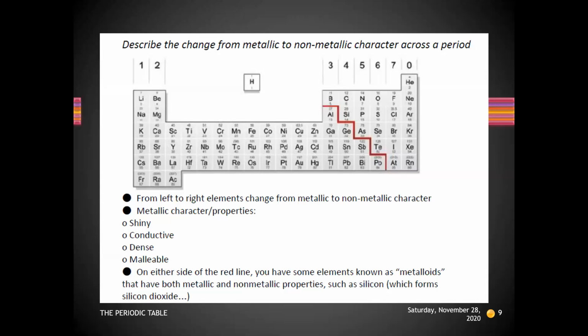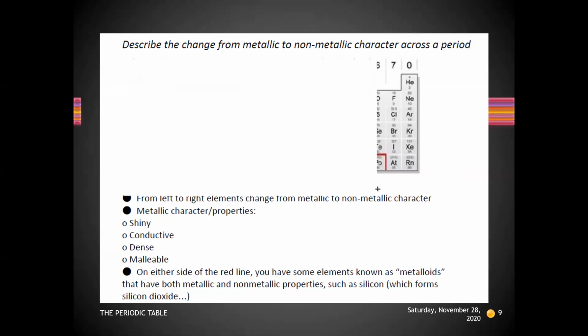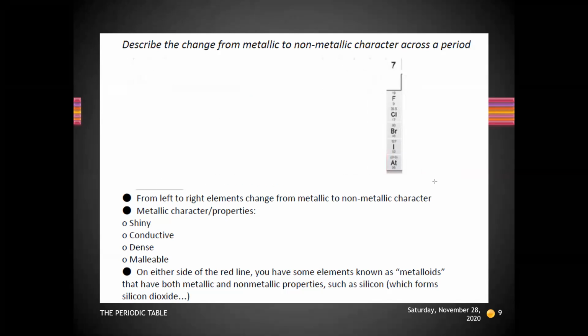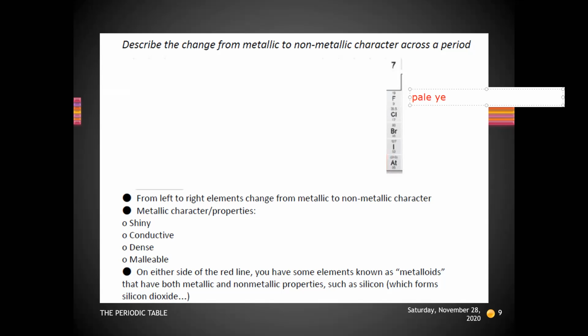So for group 7, the halogens, we have fluorine, chlorine, bromine, iodine, and astatine. For this group, you have to learn the states, the reactivity, and the density. For fluorine, it is a pale yellow or light yellow gas at room temperature.